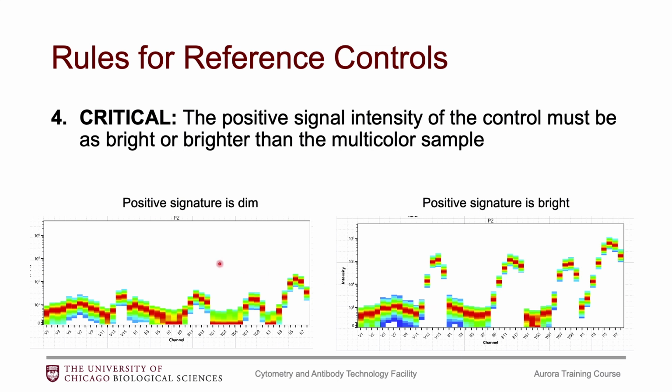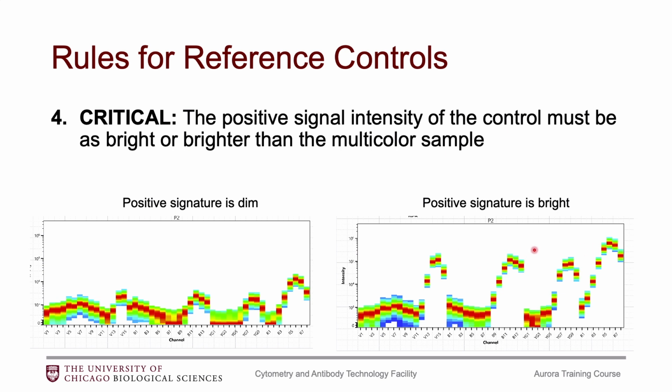So if we have this left signature and this is our reference control, and we give this information to the algorithm, and then we run our fully stained sample, and it looks like this right situation, then the algorithm is going to have to extrapolate some of the data, and it will find the signature, but you're going to end up with some unmixing errors because it's extrapolating data.